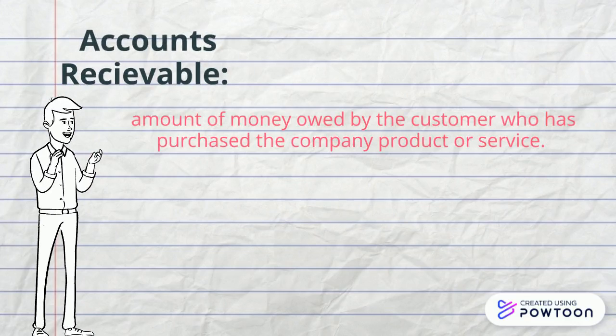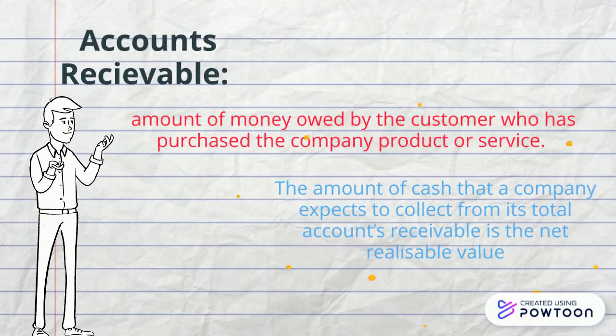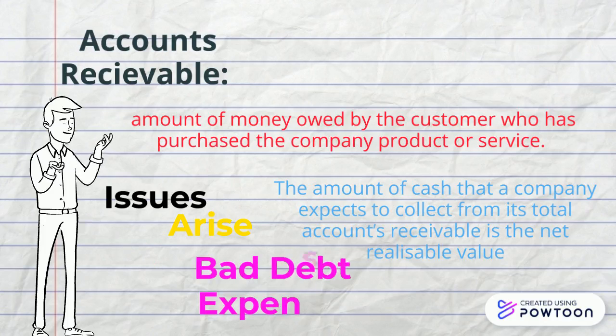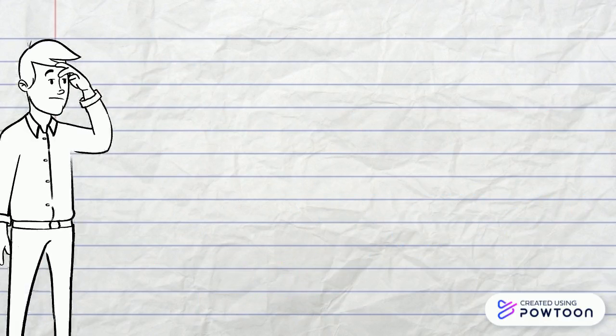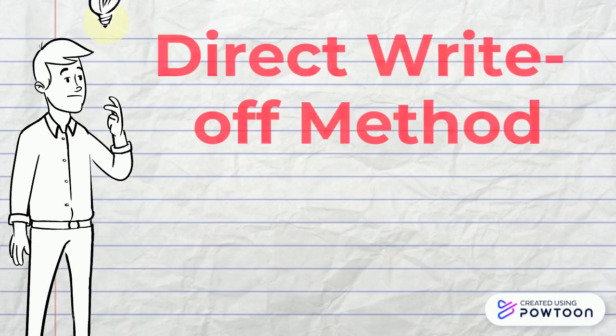Accounts receivable is the amount of money owed by a customer who has purchased the company's product or service. The amount of cash that the company expects to collect from its total accounts receivable is the net realizable value. However, issues arise from bad debt expenses and the inability to collect accounts receivable, called uncollectible receivables. When a customer account is identified to be uncollectible, it is written off through various methods.